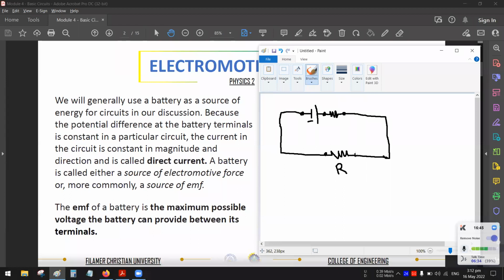Okay, so let's say this is point A, and this is point B. From point A to point B, we have a terminal. So this is our battery, positive terminal dito. And then, let's say we have another point, no?